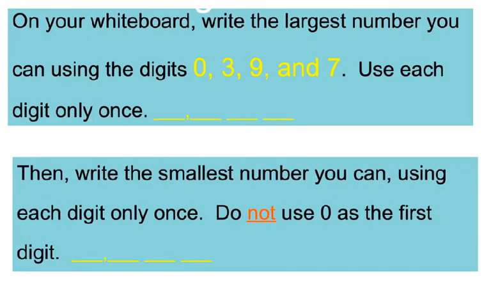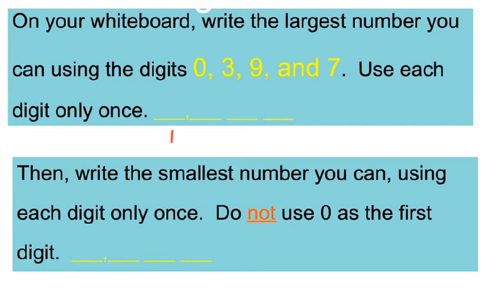And on your whiteboard now, I want you to write the largest number you can using the digits 0, 3, 9, and 7. Use each digit only once. Go ahead and write a number that can be the largest one possible. Pause the video.